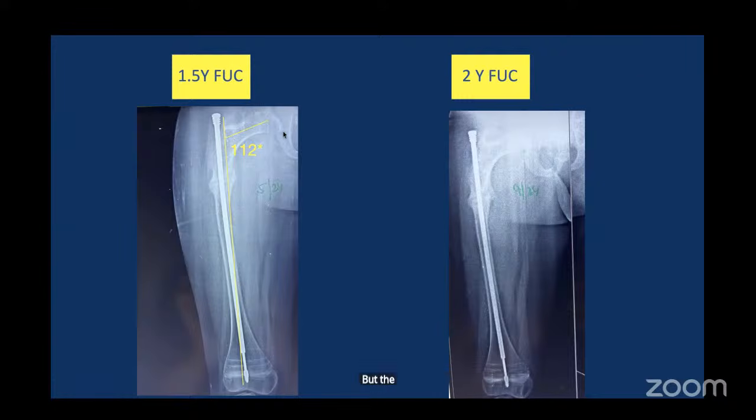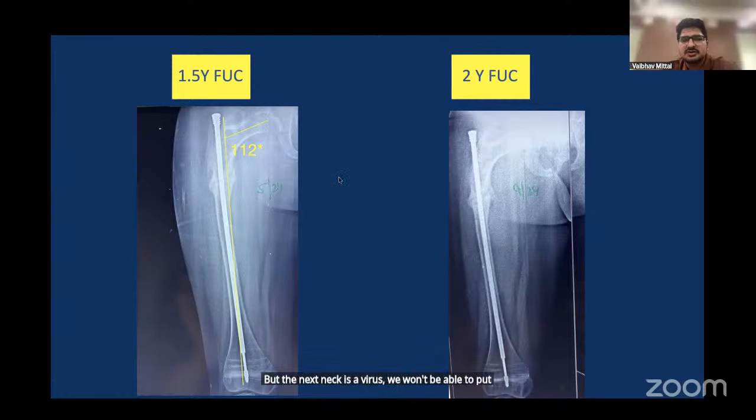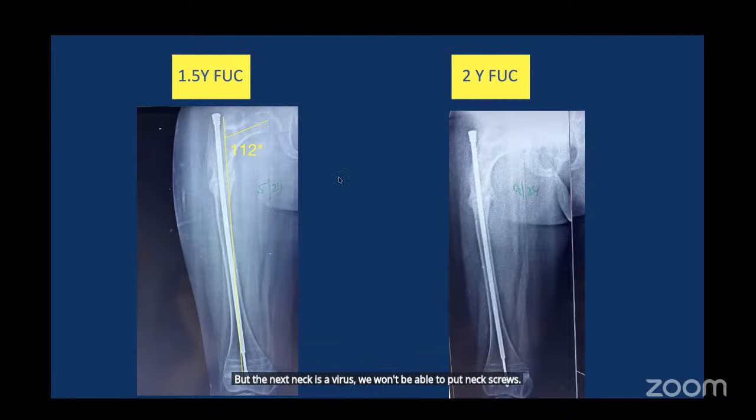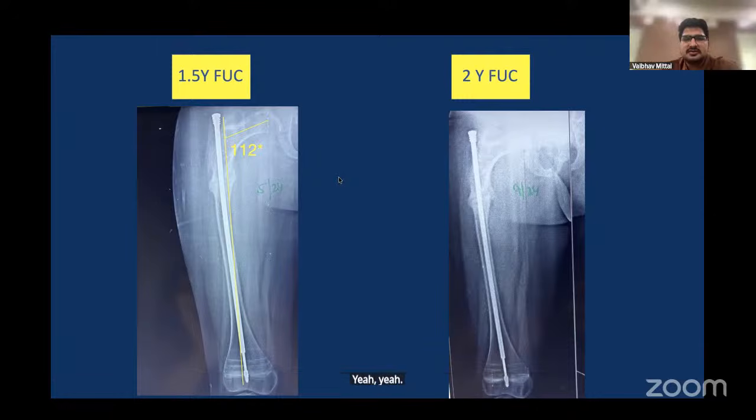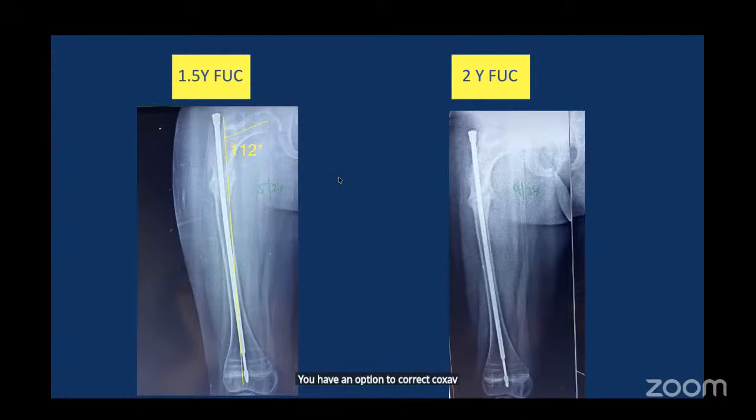Next, the neck is in varus. We won't be able to put neck screws. In an adolescent femur nail, you'll have a shaft screw and also a neck screw. You have an option to correct coxa vara at the same stage.